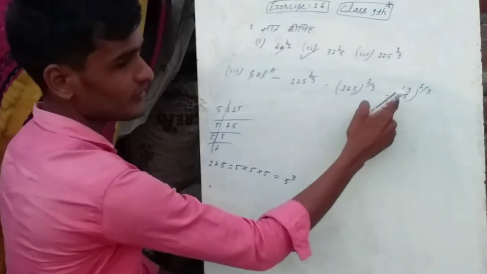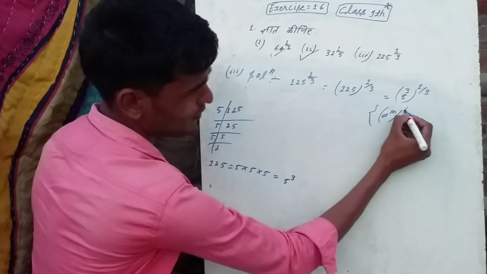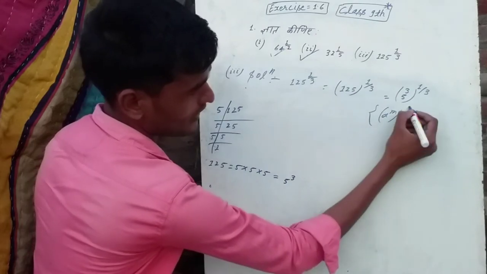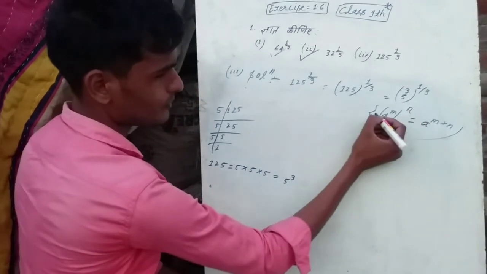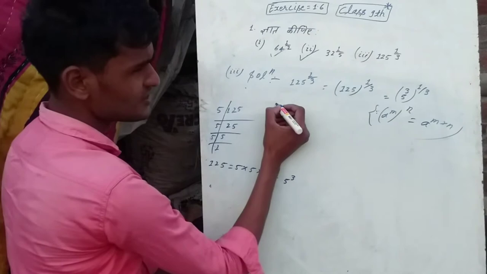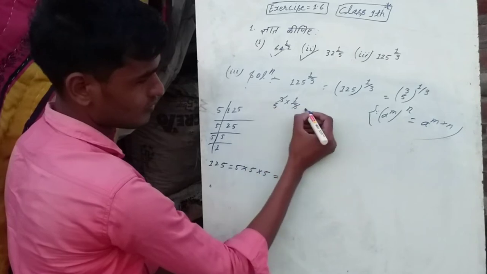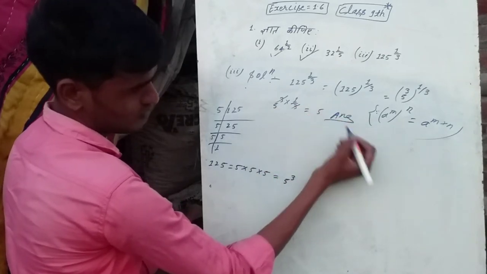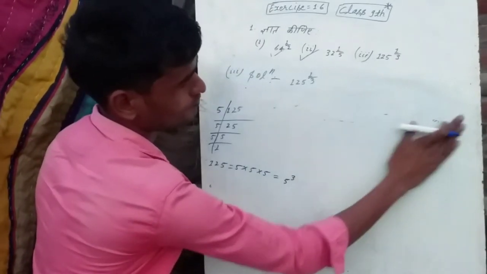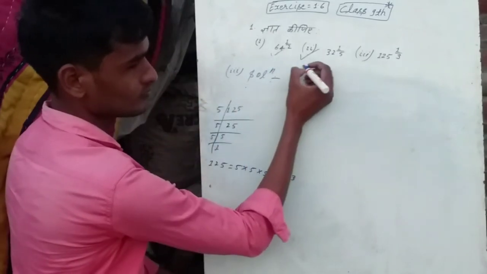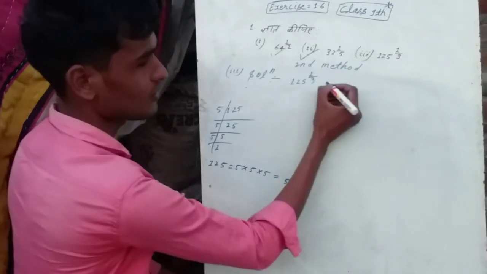Got it? We can apply this. We can apply a formula: a to the power m, in parenthesis, to the power n. We can write a to the power m multiplied by n. Got it? So we can write 5 to the power 3 multiplied by 1/3. Second method. We can write.